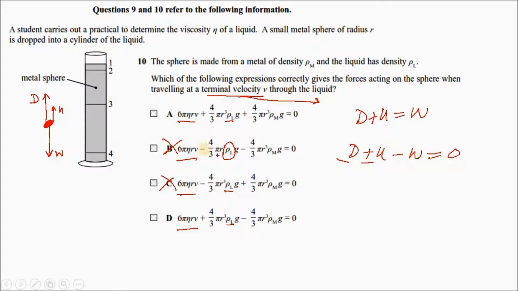and C. Here upthrust is giving negative. And the last term should be weight, and weight should be negative. So it cannot be, because it is positive. This is the right option. So D plus U minus W equals 0. So our option is D.